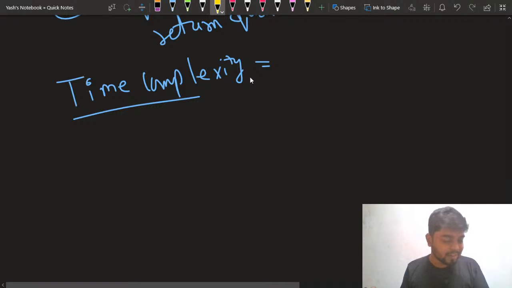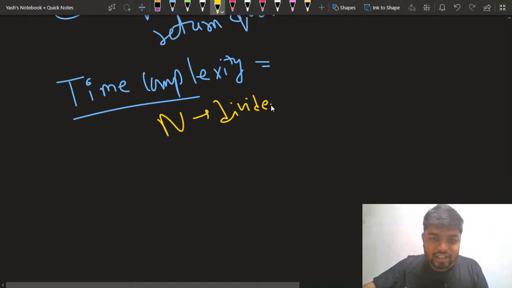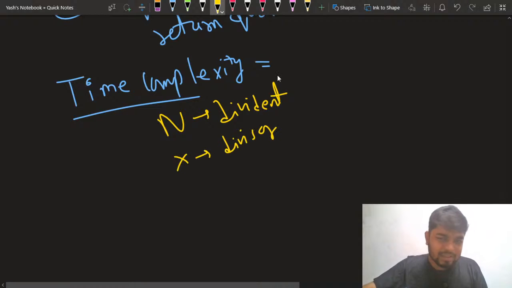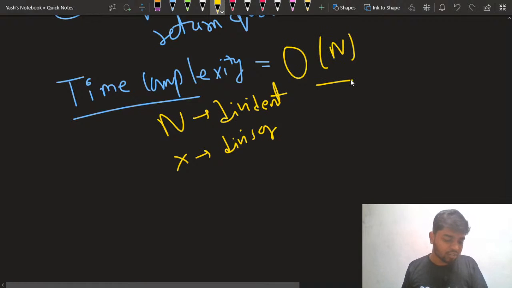Okay, perfect. So moving on with the time complexity. The time complexity will be nothing but order of n, not quotient. Let's say n was the dividend, and you had a number, let's say x was the divisor, right? Again I am assuming, so it will be nothing but order of n, right? Everyone agrees on this? Perfect.